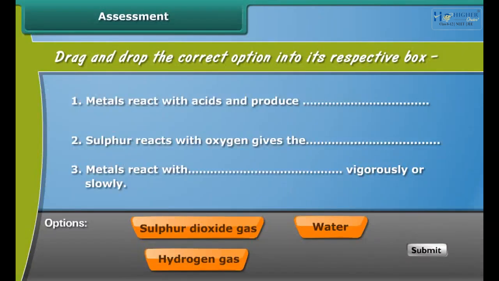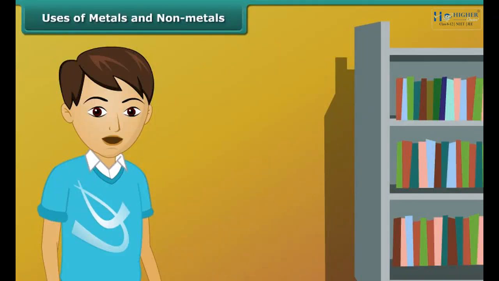Friends, let's check your understanding by this drag and drop activity. Dear, till now we have learnt what the physical and chemical properties of metals and non-metals are. Now let's move on to another important topic, that is, what are the uses of these metals and non-metals?